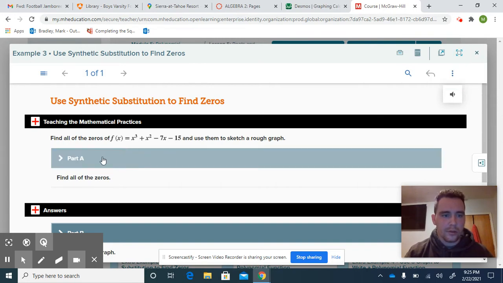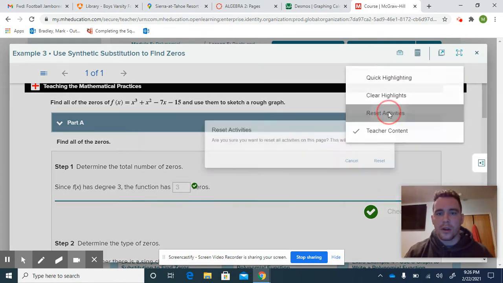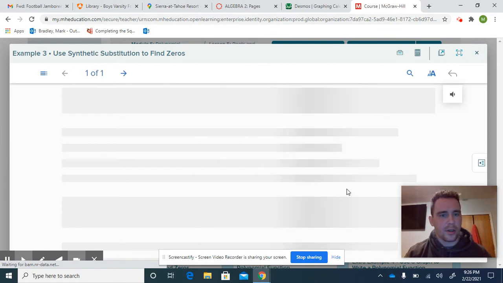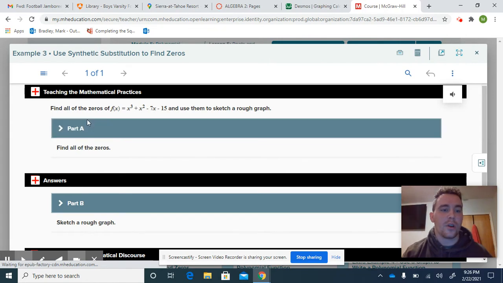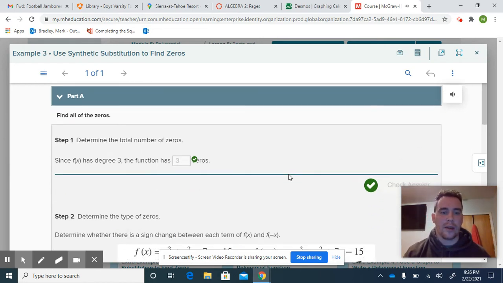So when we do this, we're going to find the zeros. Oh, let me reset this. Apologize. So find the zeros. And this question is going to come up. It says, since f of x has a degree of 3, right? That's the highest power we have. We're going to have 3 zeros there. So whatever the highest degree is, that's how many zeros you have, whether they're real, imaginary, or what have you.